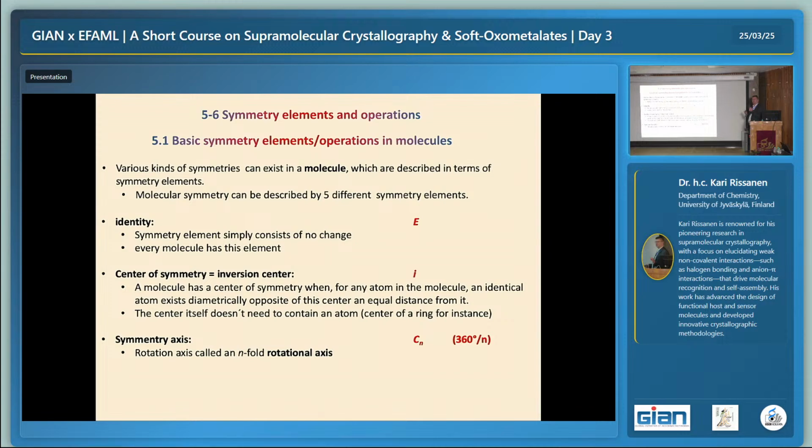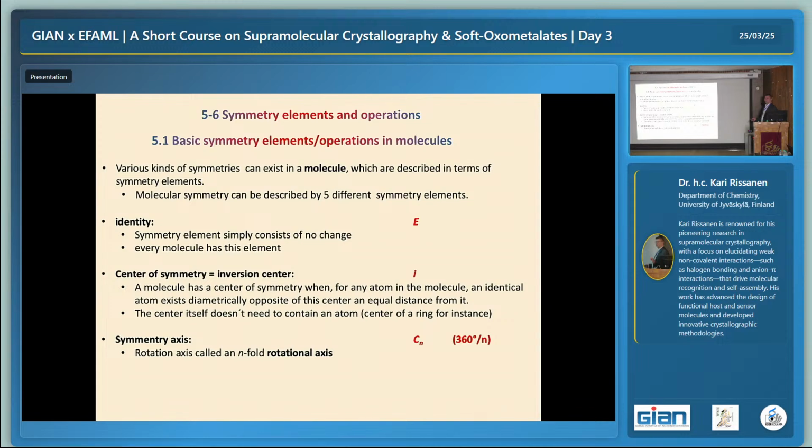We only define one because the other one comes from symmetry. We don't have to define so many things, so it helps us in our work. So the molecular symmetry, which relates to isolated single molecules, in principle can have 5 different symmetry elements.